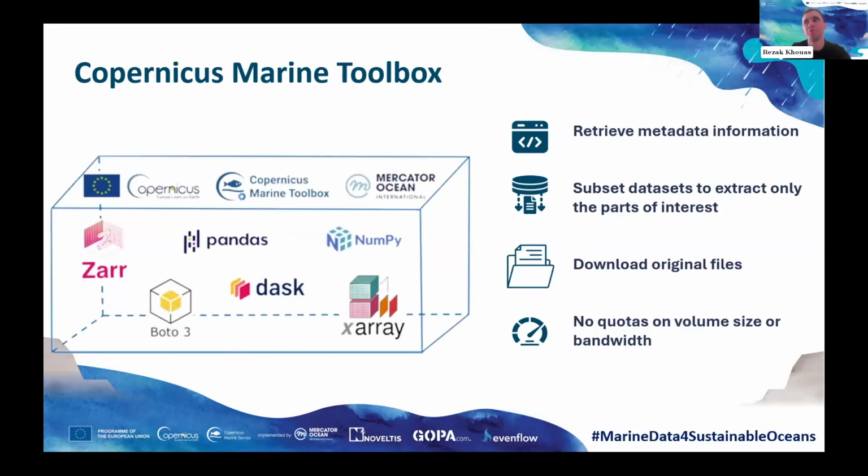Copernicus Marine Toolbox is an open source package which is used to retrieve various metadata information available in our catalog. It also allows you to download subsets of datasets by extracting only the parts of the data that you need. Copernicus Marine Toolbox also offers you the possibility to download the original files, the data in their original forms. And another advantage of the toolbox is that you don't have a memory limit when it comes to downloading the data. Unlike when using the graphical interface, here, as long as your machine can handle the memory, then you are good to download the amount that suits you.